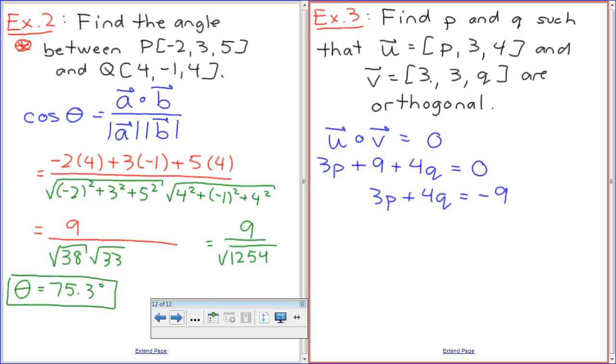Okay, hold on. I'm going to hear murmuring, and I heard a question in the front. Where did this all come from? Let me slow down here. So 3P came from these two being multiplied together. 9 just came from 3 times 3, and then 4Q came from 4 times Q.